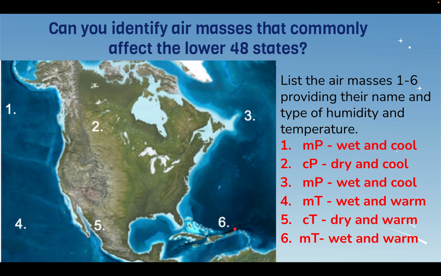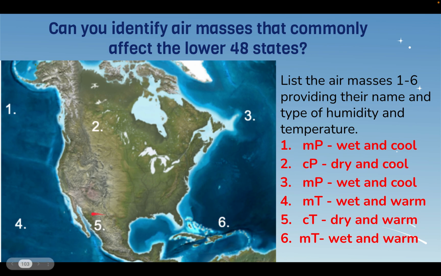4 and 6, this one and this one, these are maritime tropical. Look where they are forming. They are forming in the ocean, so that's maritime. And they are lower latitudes. They're in areas that are hot. So we would call that tropical for the temperature. Maritime tropical for 4 and for number 6.